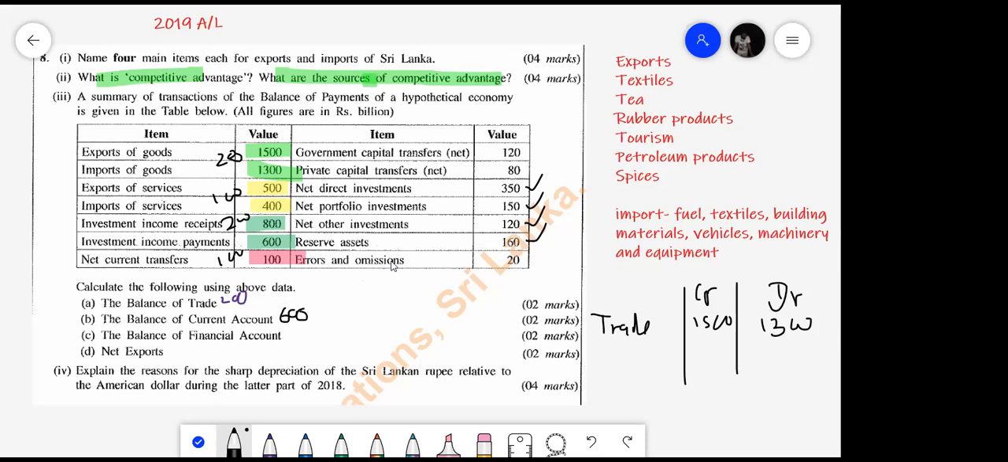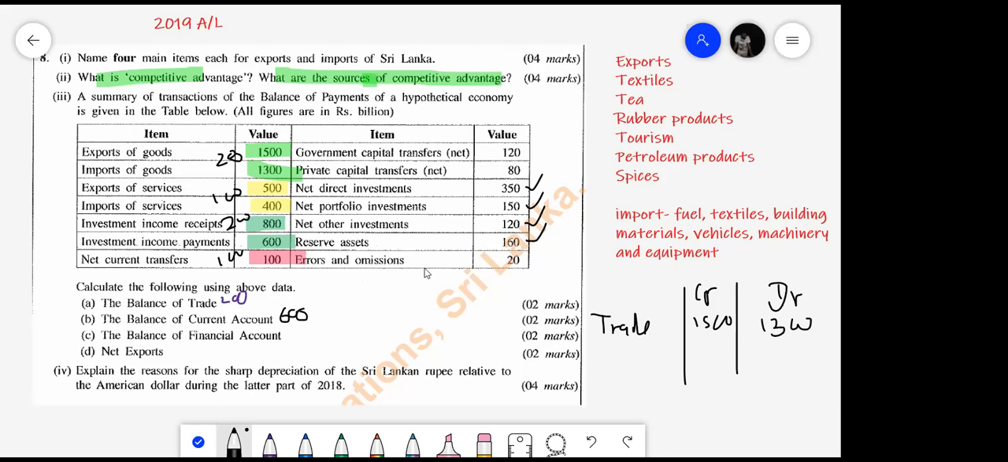Can someone check if you all have the answer, guys? 2019. Is it just these four, or have they taken errors and omissions also? Just these four, right? If I'm not mistaken, you only take these four. Can someone check 2019? No, you don't have the paper. You want me to check?